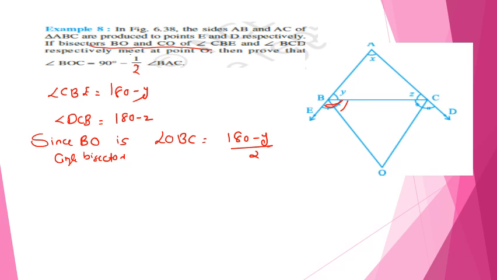What is angle OCB? 180 minus Z by 2. Okay.